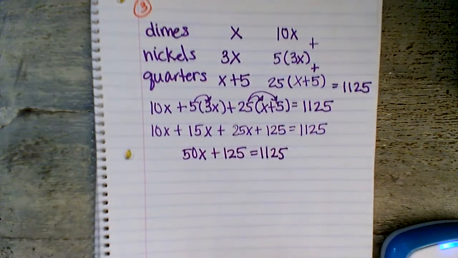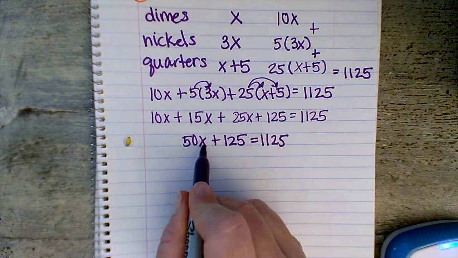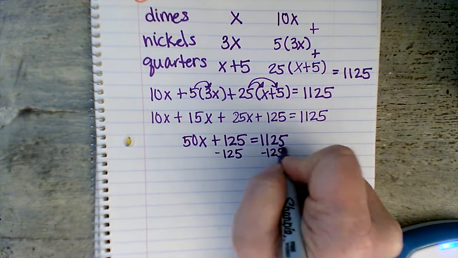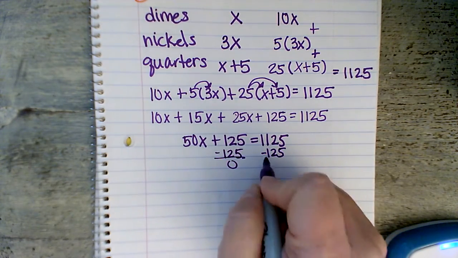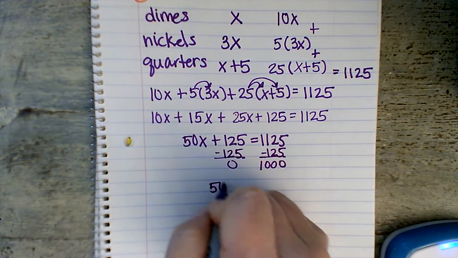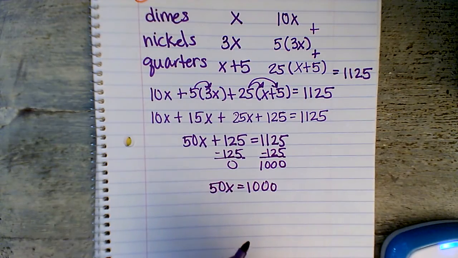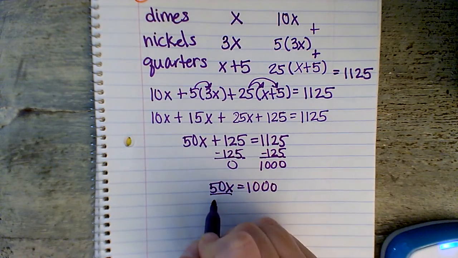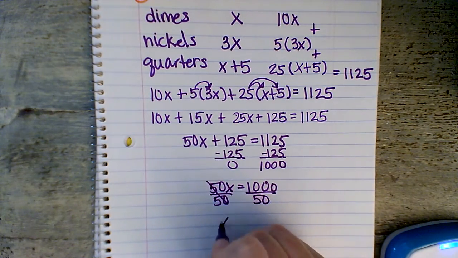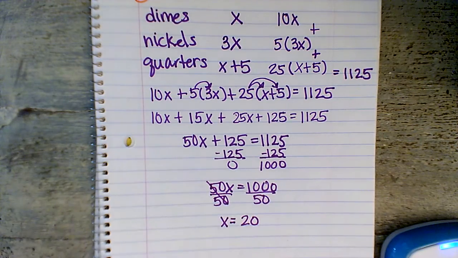I'll move my paper up a little bit. And now I've got to get this constant over here because I want x all by itself. So I have to subtract 125 from both sides. That makes that 0. That makes that an even 1,000, which makes it easy on me. 50x equals 1,000. Now what are 50 and x doing? They're multiplying, so I have to undo the multiplication with division on both sides. And I end up with x equals 20 because 1,000 divided by 50 is 20.